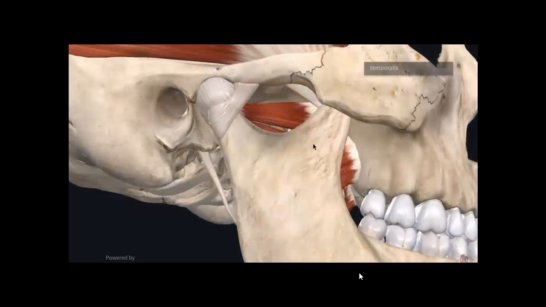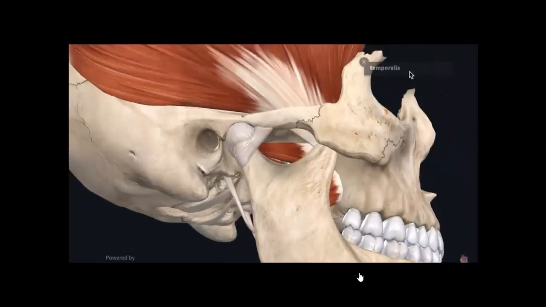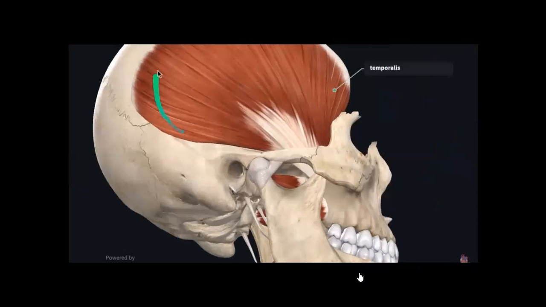The fan-shaped temporalis muscle arises from the temporal fossa, located here, and the fibers attach onto the coronoid process of the mandible, located here. The anterior fibers run vertically and will assist in closing the jaw. The posterior horizontal fibers, which we can see here, will retract the mandible.